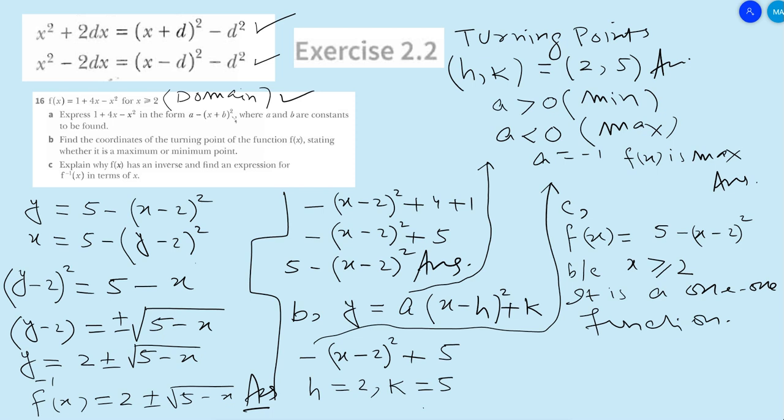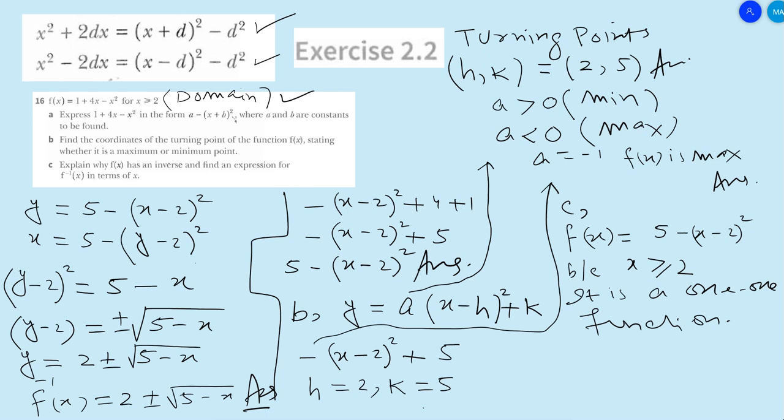The first part of part C is explain why f(x) has an inverse. The answer is because it is a 1-1 function as the domain is given. And the second part of part C is find an expression for f inverse x in terms of x. Our answer is f inverse x is equals to 2 plus minus square root of 5 minus x.